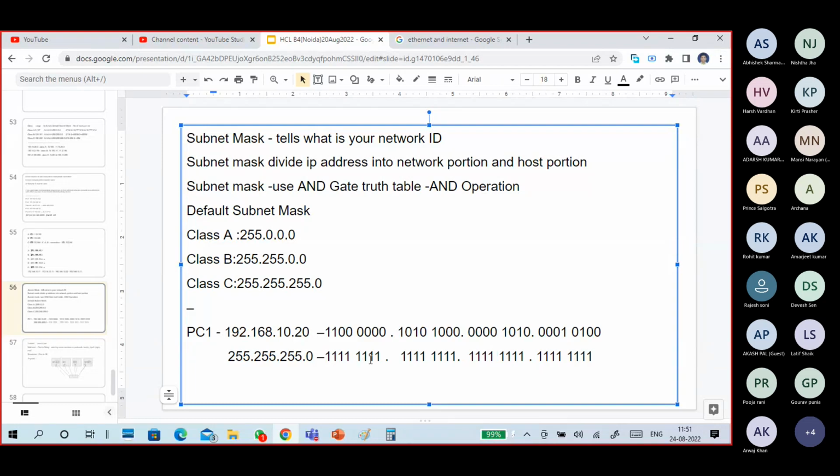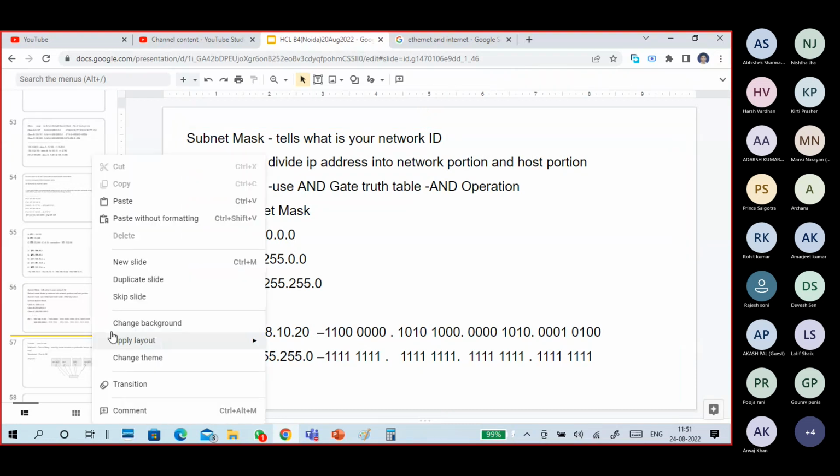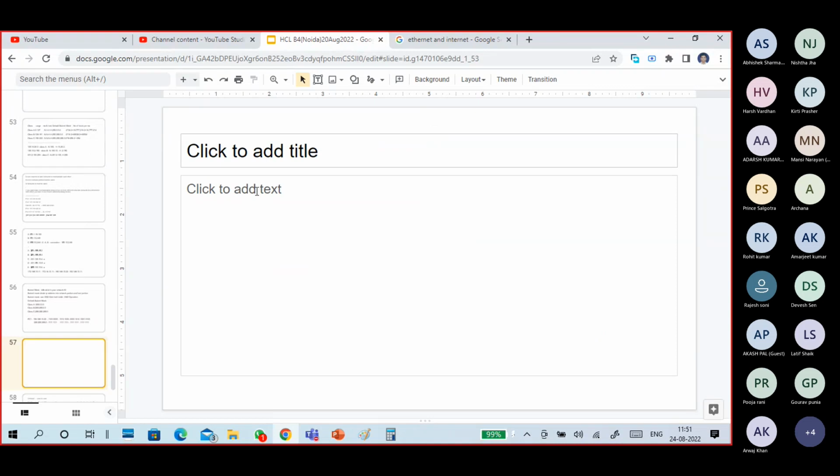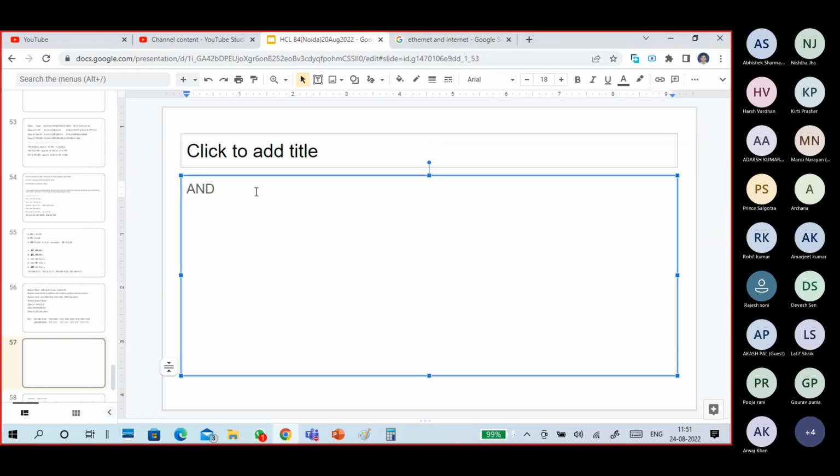So this is how it will calculate. Remember this table: 1 and 1 become 1. Actually, there is a truth table, the AND operation truth table. That is what we have to discuss.